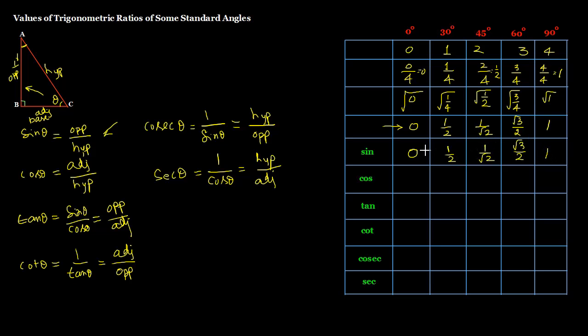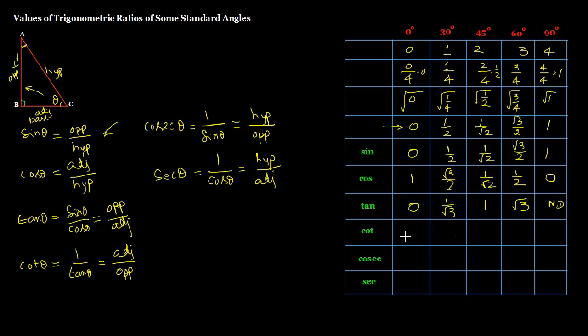If I reverse this and write it, that will be my cos. 1 will go here, root 3 by 2 will come here, 1 by root 2, and this 1 by 2 comes here, and 0 comes here. So tan is the ratio of sin theta divided by cos theta, that means 0 divided by 1. So 0 divided by 1 is 0, then 1 divided by root 3, then there is 1, then there is root 3. This last one is not defined because it's divided by 0.